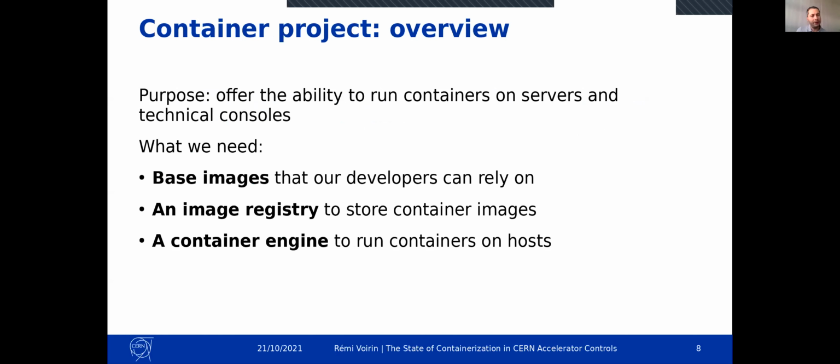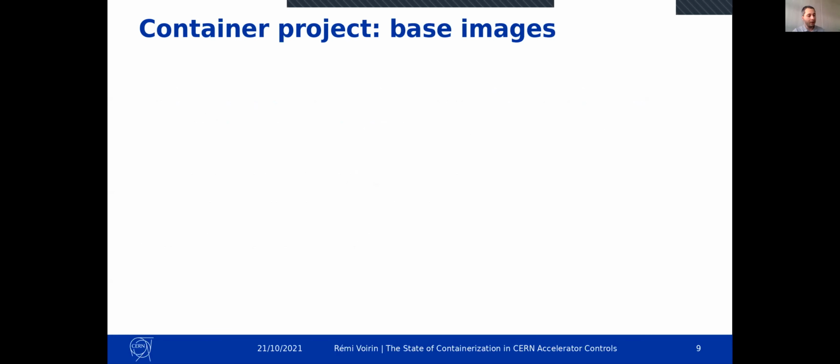Then a registry to store these images. And finally, a container engine, which is a piece of software to run these containers on these disk-based hosts. So let's talk about the base image. And actually, there are 4 steps to create it.